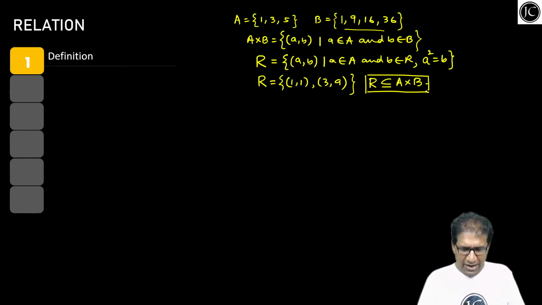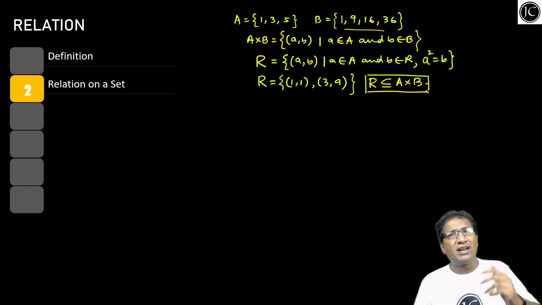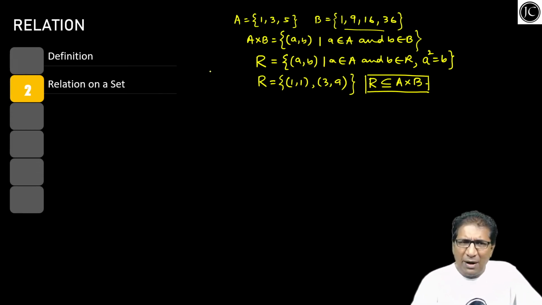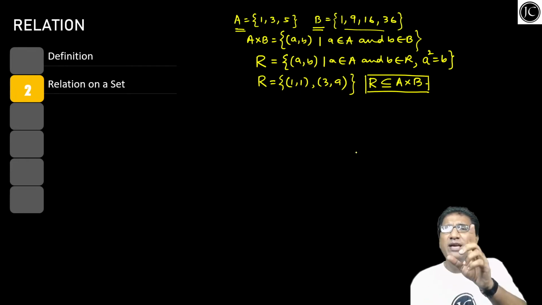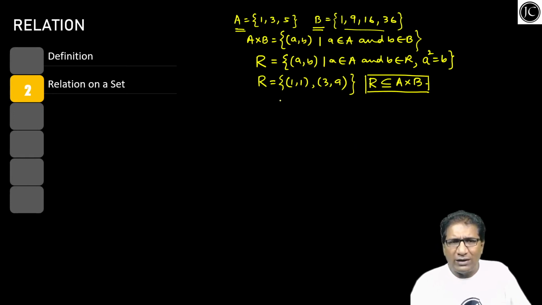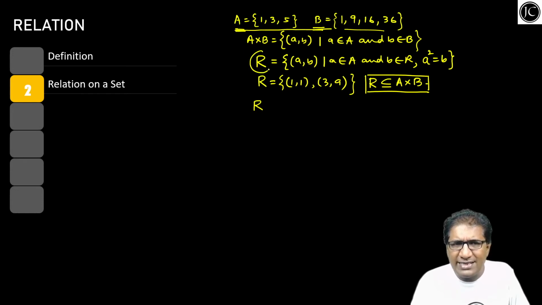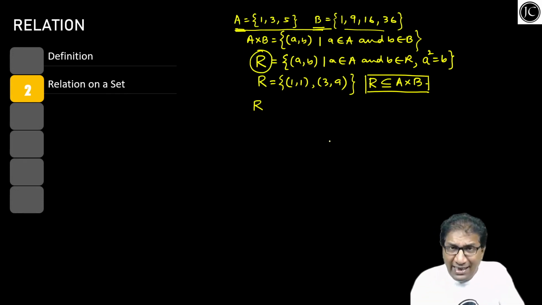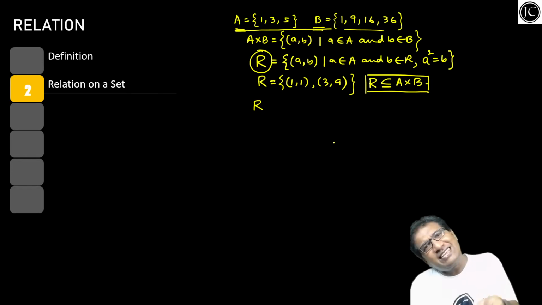Right? Clear? Okay. Now let us come to the next part, which is called relation on a set. What do you mean by that? Here, what sets did we consider? One was A, another one was B. Now, if I define the relation on the set itself, your relation will be defined on set A itself. Like the relation R will be defined from A to A. Is it clear? Here, our relation was defined from A to B. But when it is a relation on the set itself, it is a relation from that set to that set.